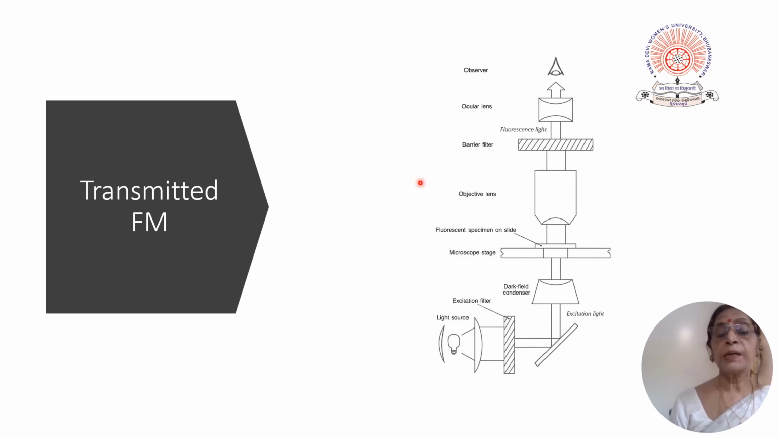This is a schematic diagram of the transmitted fluorescence microscope. Here the specimen is very thinly prepared and it is labeled with the fluorochromes. The light comes from below the specimen, passes through the fluorochrome labeled specimen, passes to the objective and creates the image. So as the principle of transmittance is used, this is called as transmitted microscope.